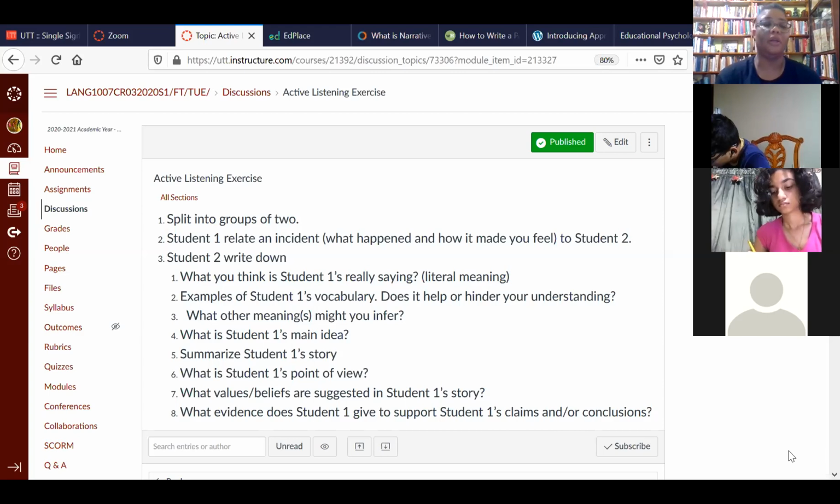What do you infer? What do you think the main idea was? What is the summary of the story? What is the main point of view? Including values or beliefs that would have influenced the story, and what evidence is provided. The story is up to you, anything you're willing to relate. And then we will switch. So student 2 will then tell student 1 a story, and student 1 will then try and do the same thing, the same analysis, right?